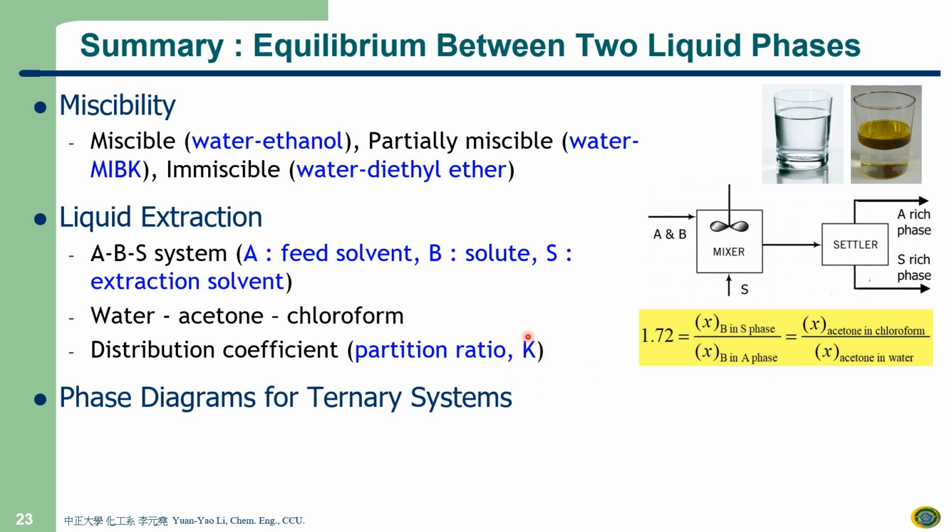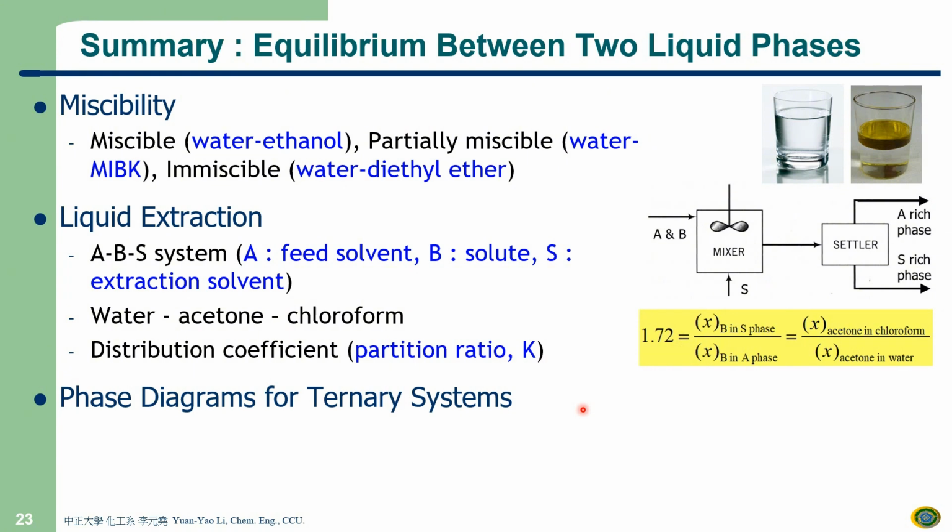You can check K from a table. It depends on temperature; for example, at 25 Celsius or 50 Celsius you get a different K. You can get K from the table, and one of the numbers is 1.72. I hope you remember that on Monday I told you that K must be greater than 1. Otherwise it doesn't make sense if you want to take acetone away from water using chloroform; it's better to be greater than 1. So this is called the distribution coefficient.